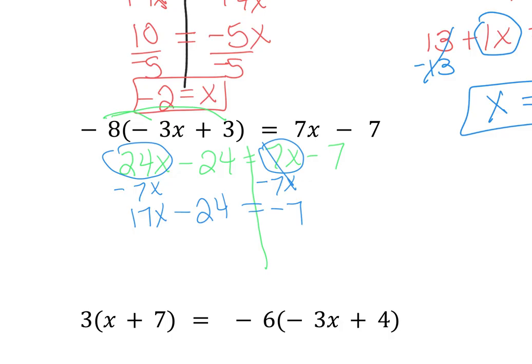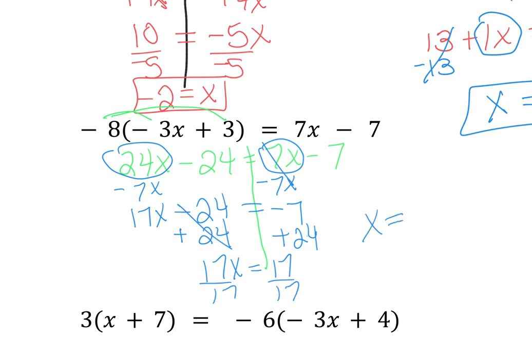Now I'm back to where we've been before. I have a two-step equation, so I'm going to add 24 to both sides. My 17x stays over here. Negative 7 plus 24 is 17. And when I divide 17 divided by 17, I end up at x equals 1.